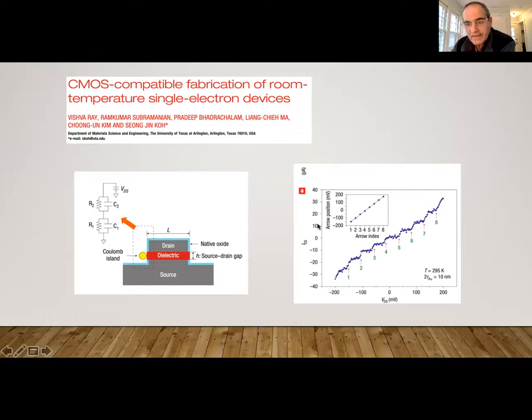Okay, now this effect, the finite charging energy of a small metal island, can be made the basis of a device, a type of transistor called a single electron transistor. Let's take a look at that.